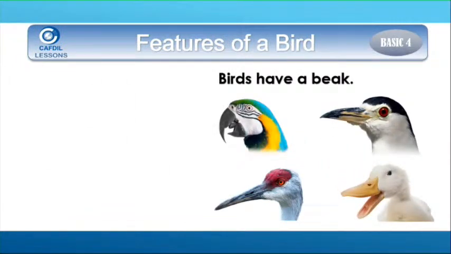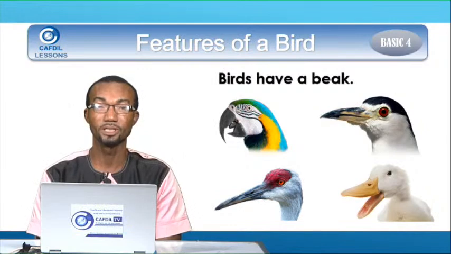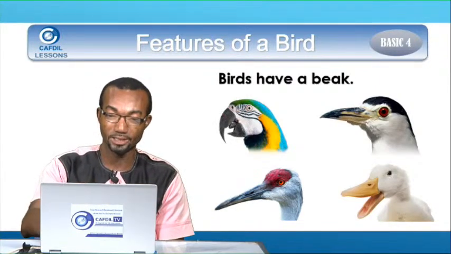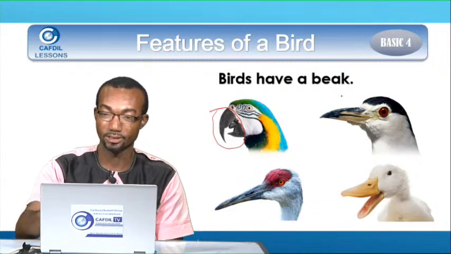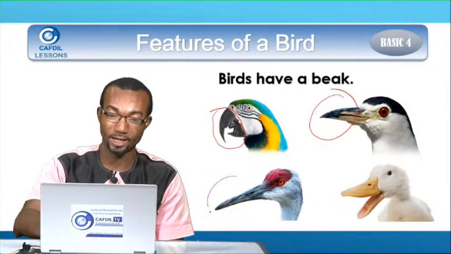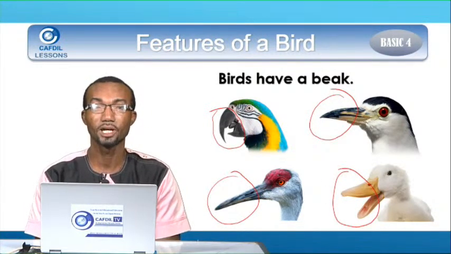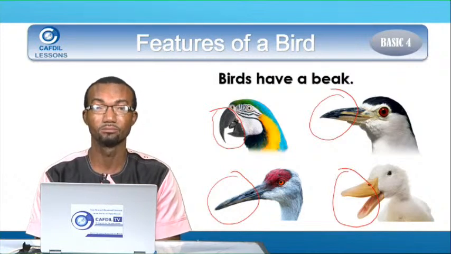The first feature is that birds have a beak. We humans call ours mouth, and in birds we call it a beak. So you can see that all the birds here have a beak. And if you look at it carefully, you will see that the beaks of these birds are not the same.